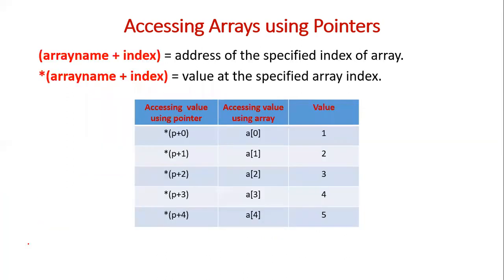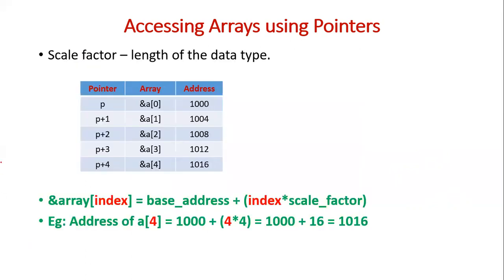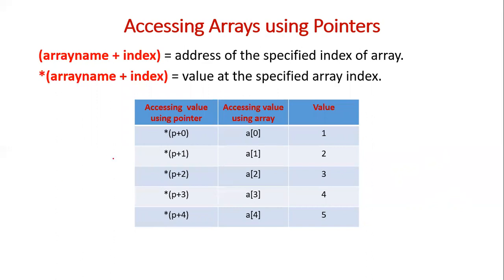Next we'll discuss how to access the value of an array using a pointer. In the previous slide we discussed how to access the address. The address of an array element you can access by using just P, or P plus 1, P plus 2, P plus 3, P plus 4, or P plus I. Next, how to access the value of an array using a pointer. Array name plus index is the syntax used to access the address of the specified index of an array. But if you want to access the value at that particular address, then just add a star in front. That's all.